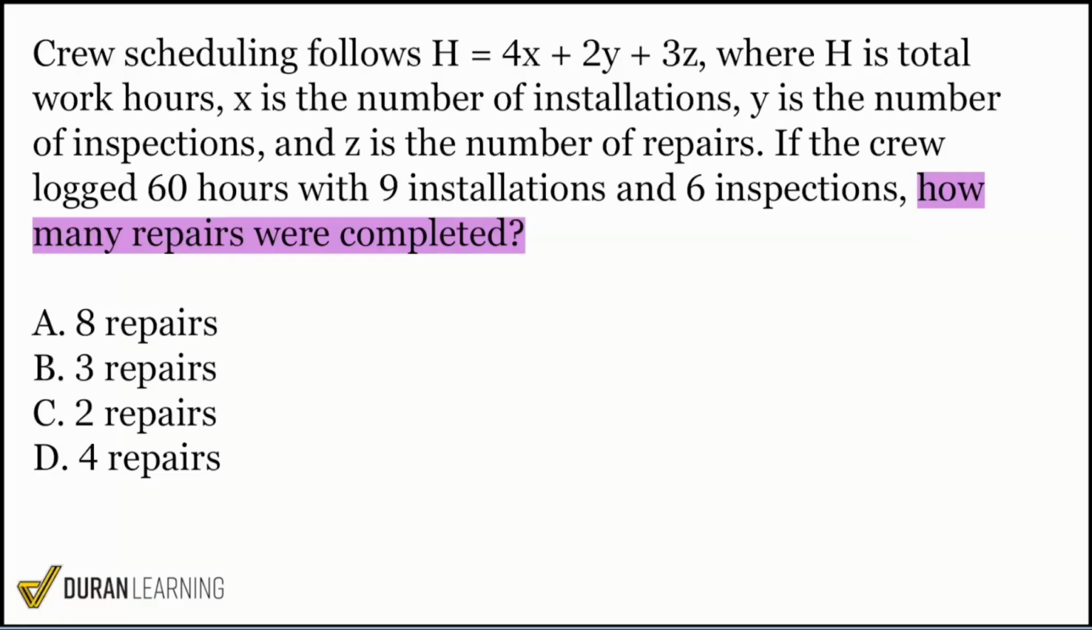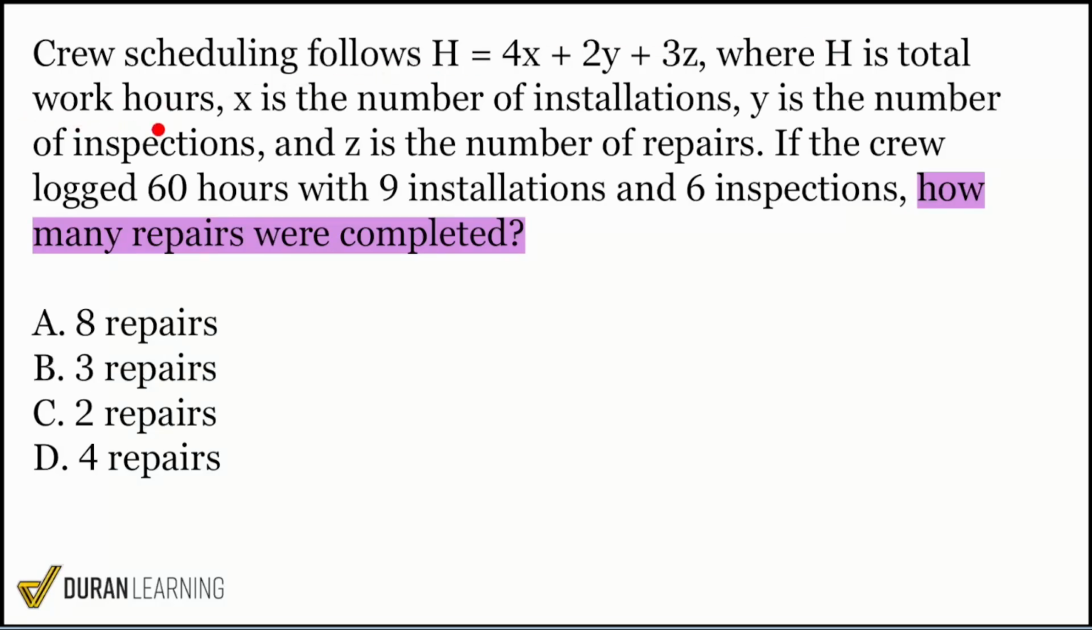So I'm going to instantly start reading all the way through this, and I'm going to find wherever the number of repairs is defined. Because I see that we have H, X, Y, and Z. That's a lot for my brain. I don't like looking at all that. So let me just fixate myself on what I want. How many repairs were completed?